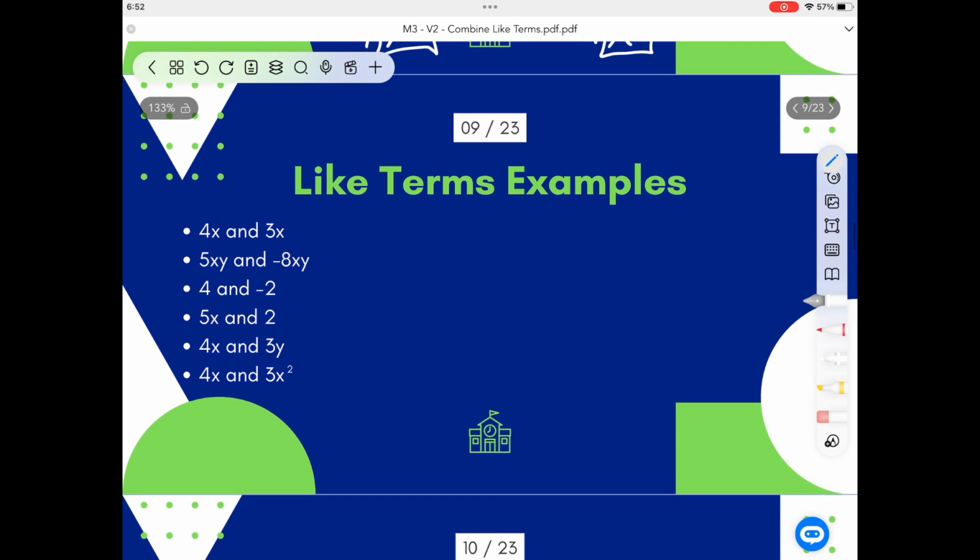Now let's go through some examples and try to determine, are these or are these not like terms? Now, the first one, 4x and 3x, and then the next one, 5xy, negative 8xy. What I would suggest you do at this moment is pause the video and see if you can go through and just fill in the middle column, yes or no, in your table. Are these like terms or not? And then press play again on the video and see if you can identify then which ones you got right, which ones you got wrong, and try to clarify maybe any misunderstandings or any questions you have. So pause this for just a second and try that out.